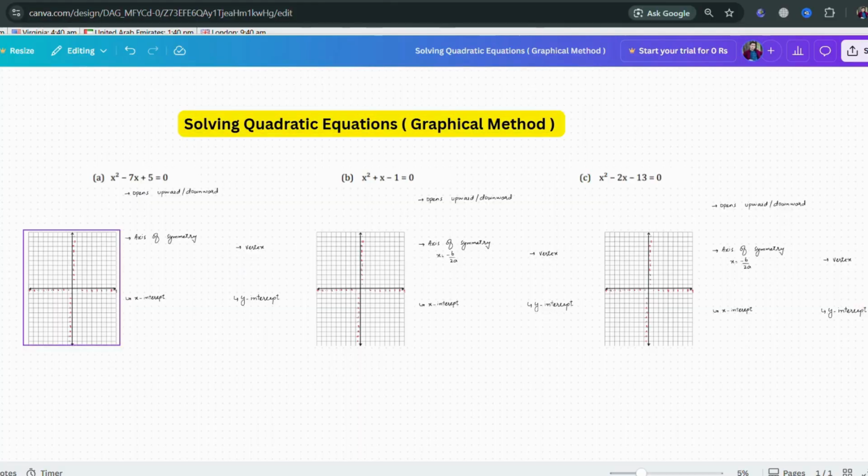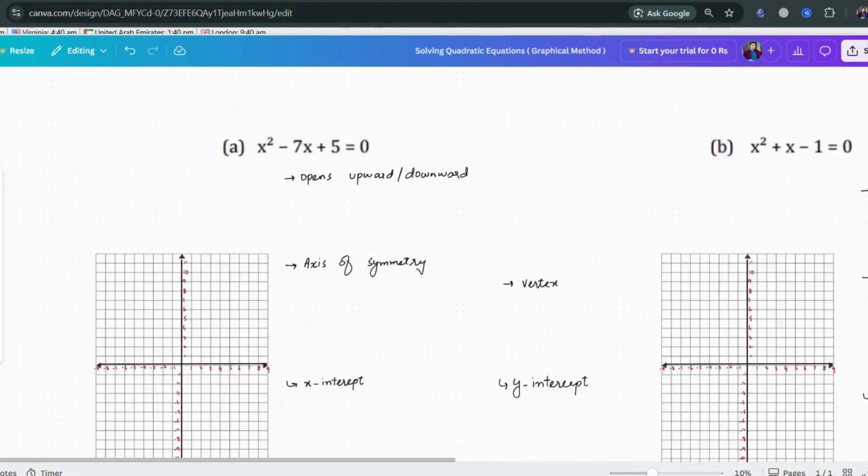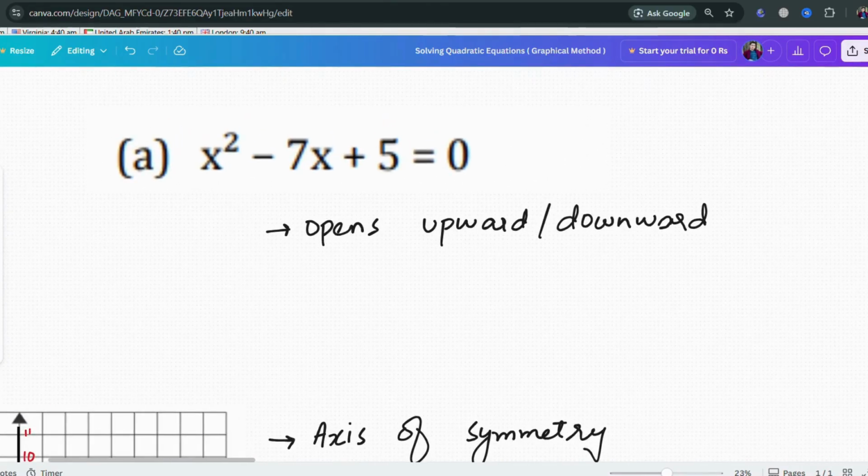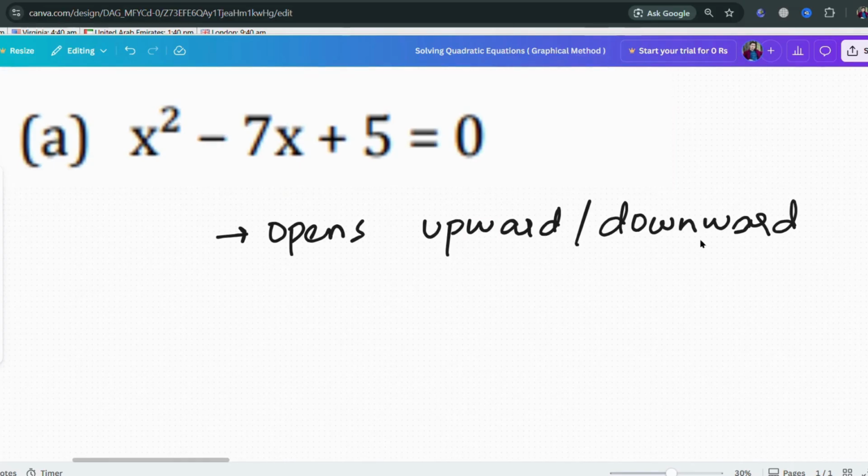In today's class, we will be solving these three quadratic equations using the graphical method. So let's move towards the very first question that we have. This is x squared minus 7x plus 5. So what is the first thing that we will do? We have to figure out if the parabola of the equation is opening upward or downward.